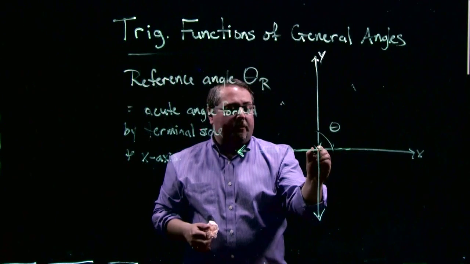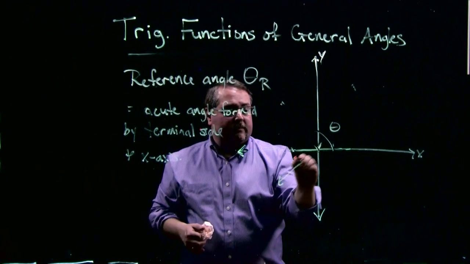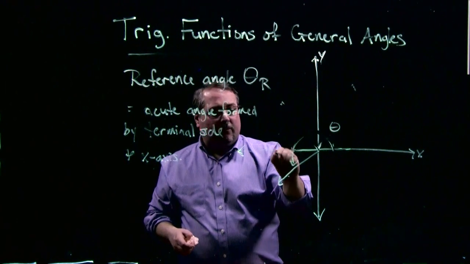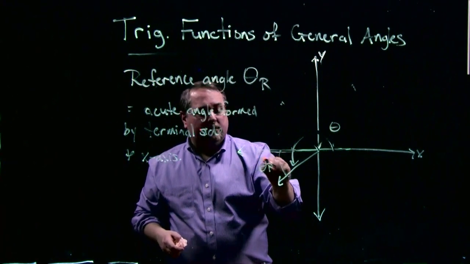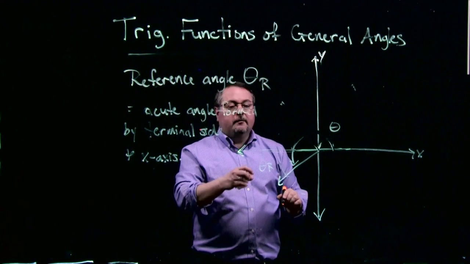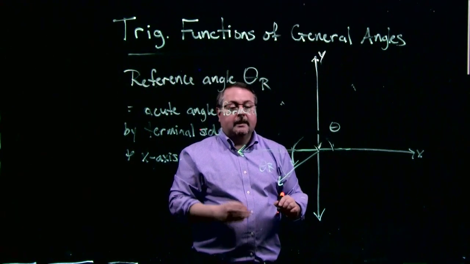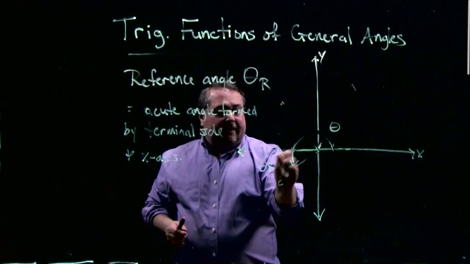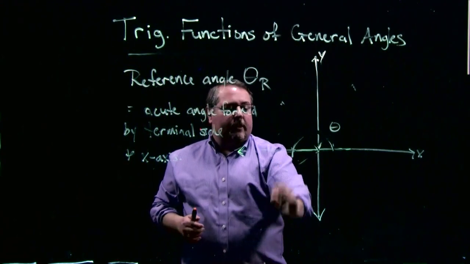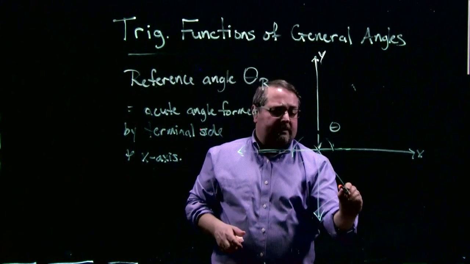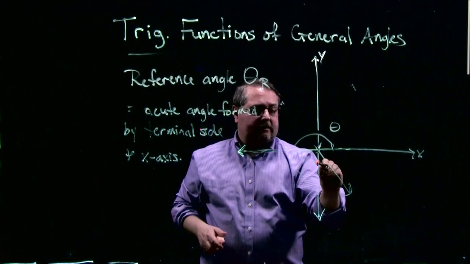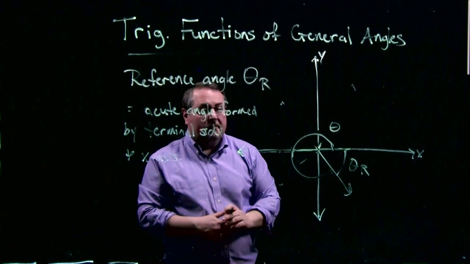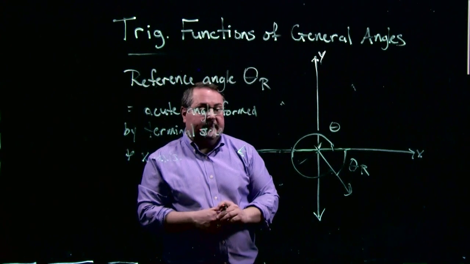If our terminal side is in the third quadrant, the reference angle will be formed by the terminal side of theta and again the negative x-axis. And finally, if our terminal side is in the fourth quadrant, our reference angle will be formed by the terminal side and the positive x-axis again.